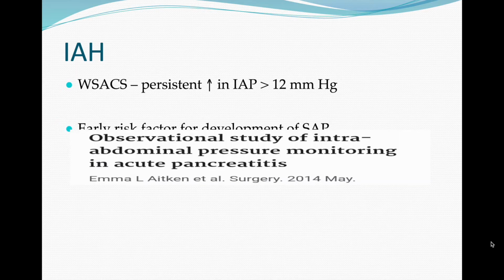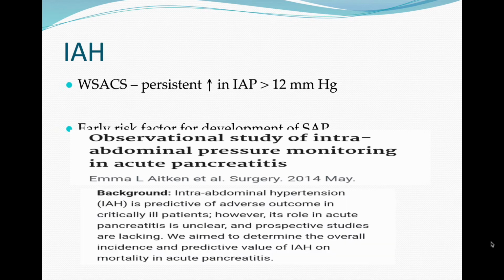Now, there is an observational study of intra-abdominal pressure monitoring in acute pancreatitis, which was published in May in the Journal of Surgery. They found that in 17% of acute pancreatitis patients there is incidence of intra-abdominal hypertension, and this results in a mortality of around 37%.